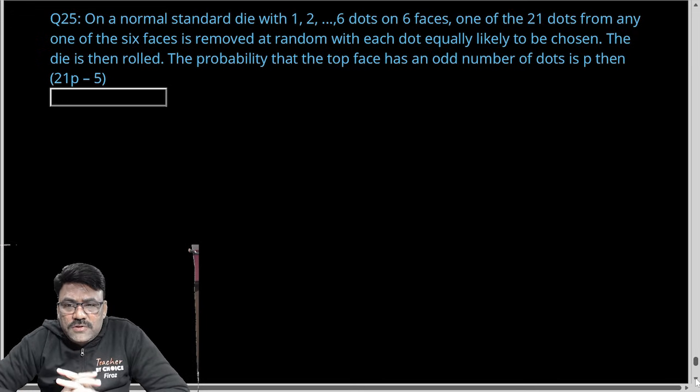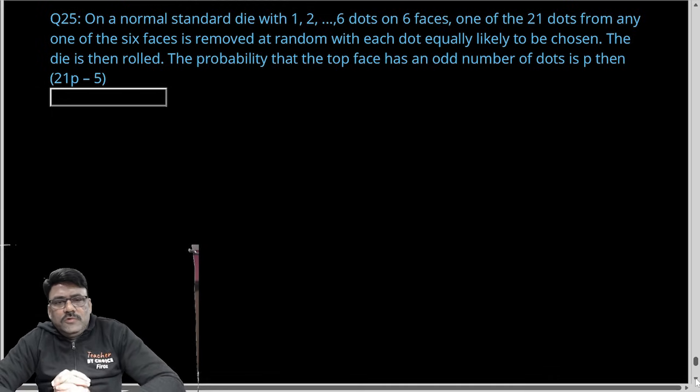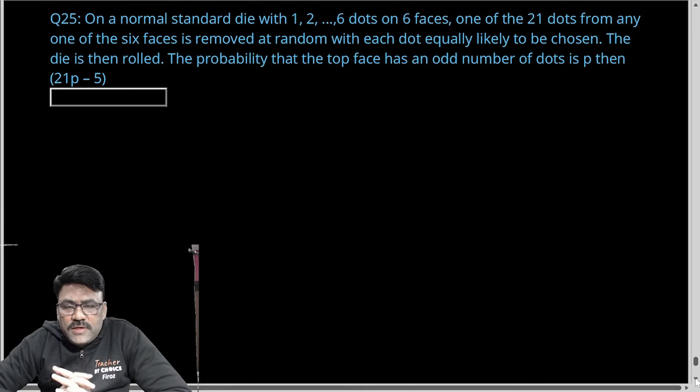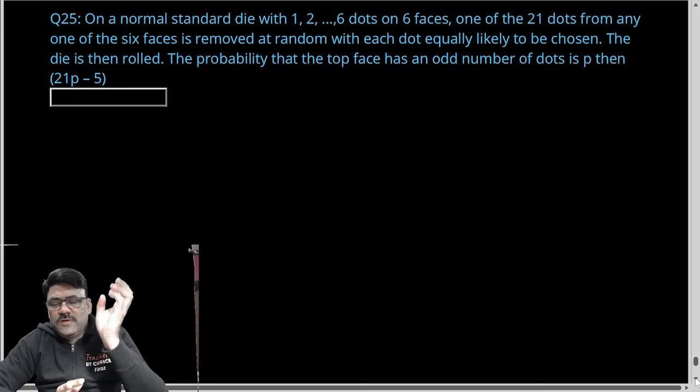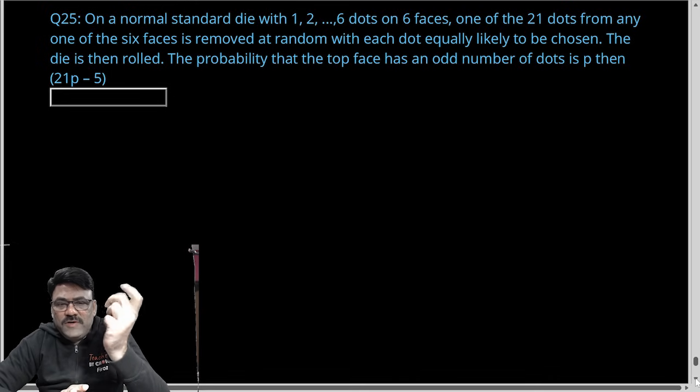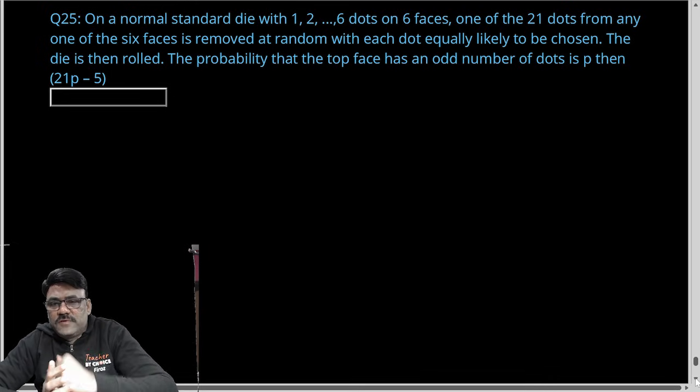Okay, let's see this question. This is from probability. You have a normal, standard die with 1 to 6 dots on its 6 faces. On one face you have 1 dot, then 2 dots, then 3 dots, up to 6 dots.